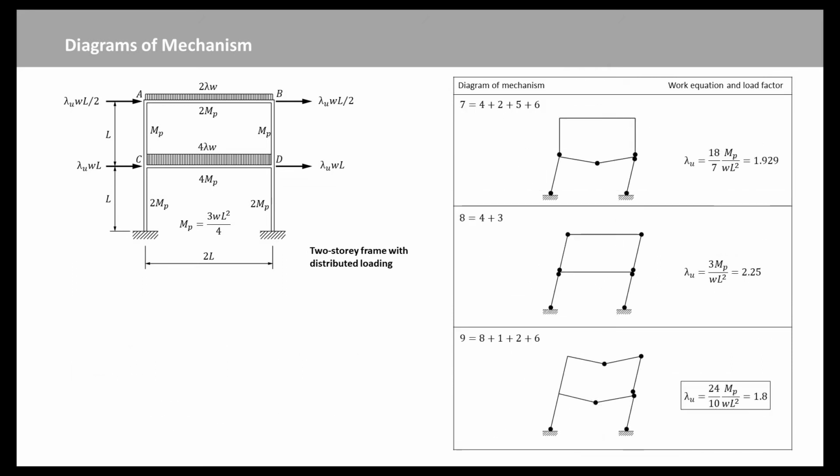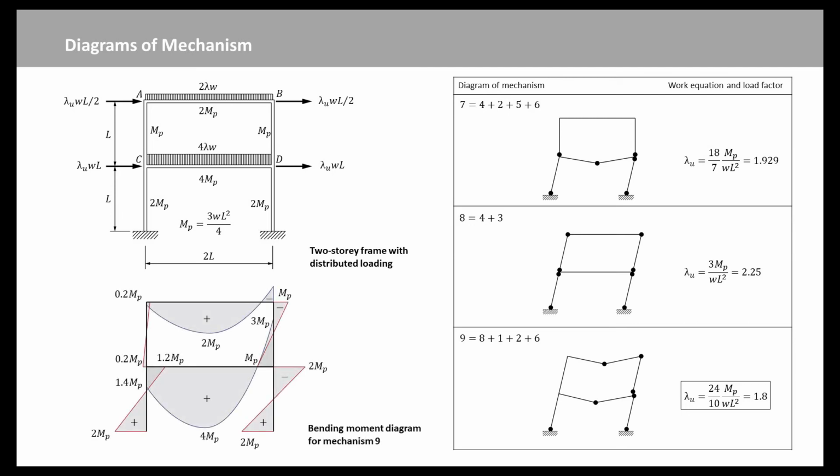The new 3 mechanisms are shown in this slide. It can be seen that the lowest load factor is mechanism 9, so that we can check this mechanism by finding the bending moment diagram. For this type of frame, it is necessary to consider the free and reactant bending moments in each beam, and horizontal equilibrium for each story separately. The final bending moment diagram is shown in this figure, and apparently it satisfies all the conditions.